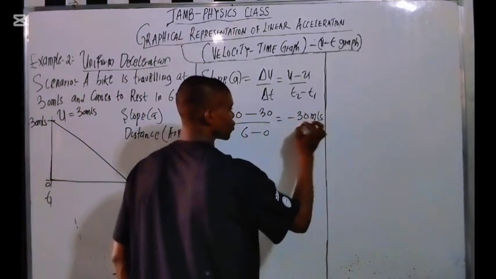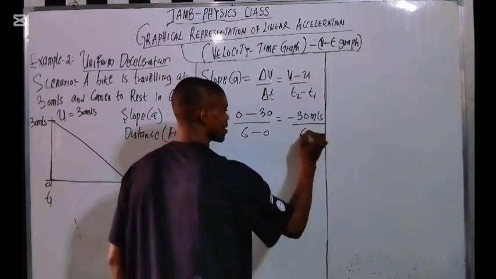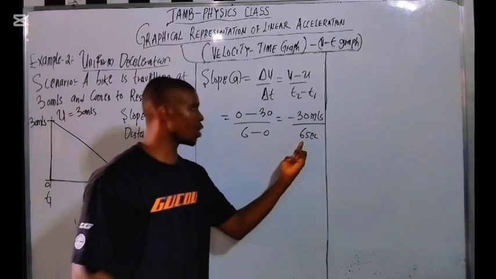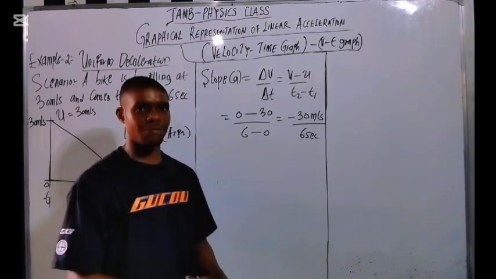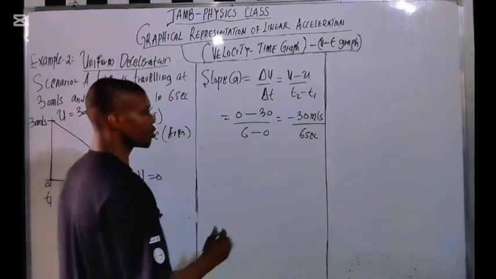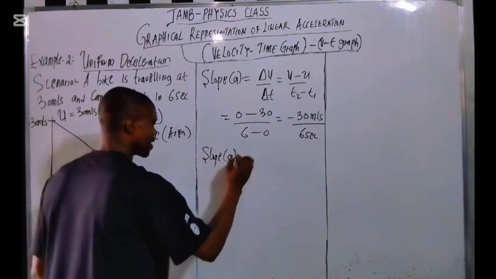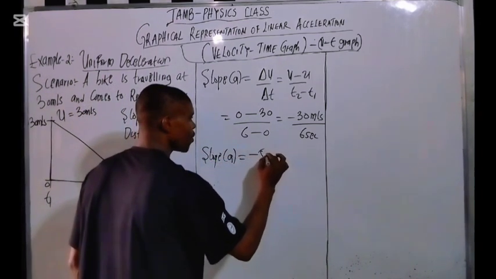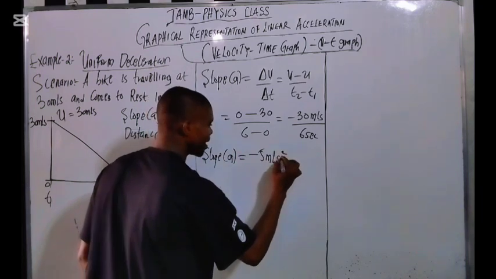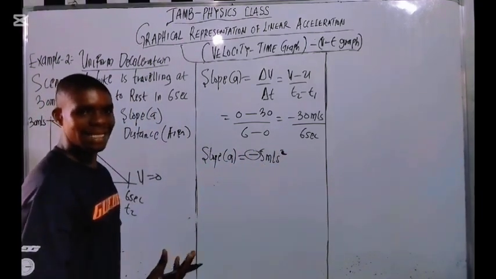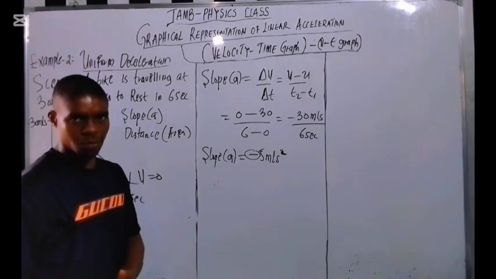Over my time, which is 6 seconds. So 30 divided by 6, we have 5. So that would be my slope, which is a: minus 5 meters per second squared. Now this minus here means it is decreasing. That is the retardation right there.